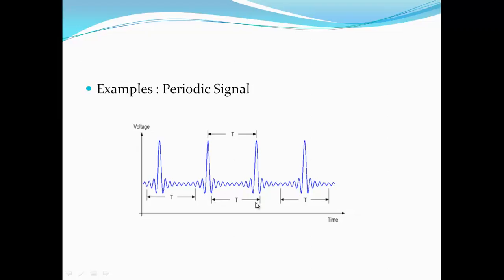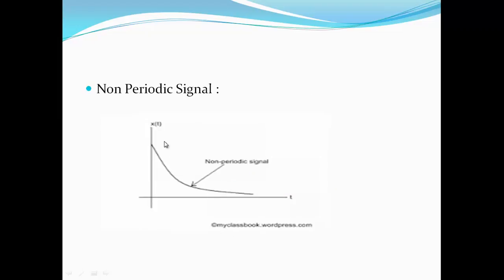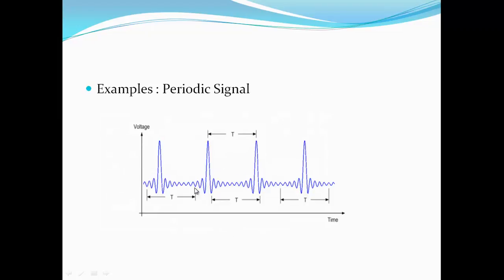Can you think of what an aperiodic signal is? What would be an example? Yes, an exponential signal. It's not repeating after some amount of time; it's decreasing and then it decays. Whereas your periodic signal repeats, and if it repeats after, suppose, 2 seconds, then 2 is the period of the signal.